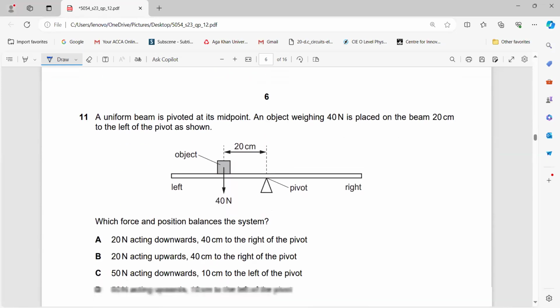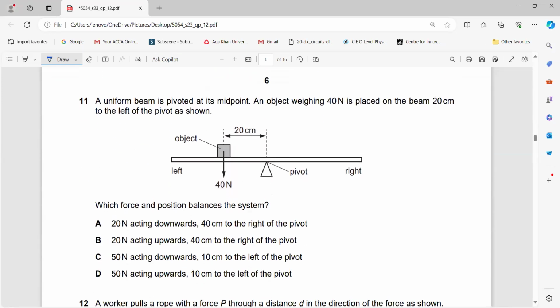That's 10A. A uniform beam is pivoted. Now, you need to understand that this is distance and this is force. You need to always look at this pivot. If the pivot is to the right of the object, it creates an anti-clockwise moment, right? It's going to turn it anti-clockwise. It says which force and position balances the system. I'll have to make sure that F1 D1 equals F2 D2, which is the anti-clockwise moment being equal to the clockwise moment, right?